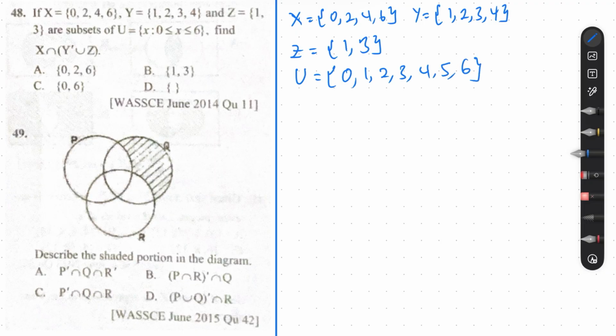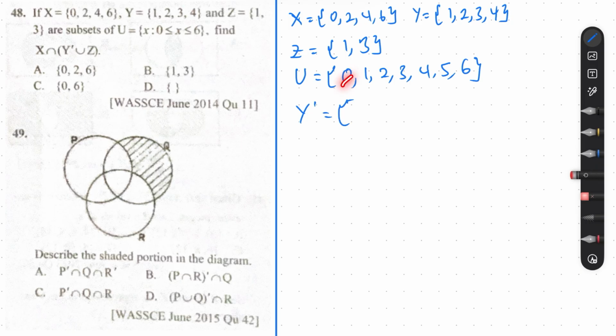Okay, so now the first question says we should find this. So what we need to do is first find the one in the bracket, which is y complement union z. Y complement will mean all the elements that are in the universal set but not in y. So that will be y complement.